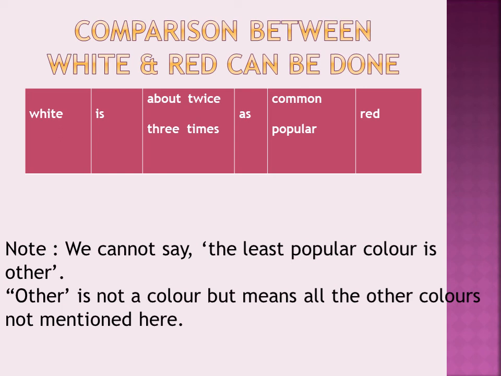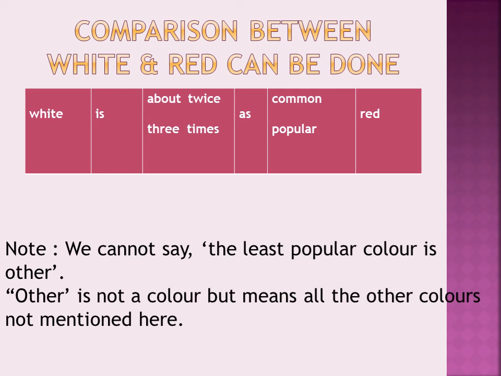Comparison between white and red can be done like this. White is about twice as common as red, or white is 3 times as popular as red. So I have used two adjectives here: common and popular. After looking at the pie chart, we realize that white covers most of the part of the pie chart. So it's common sense that it is the common color, or it can also be the popular color. So I have to think in different ways to describe the chart.